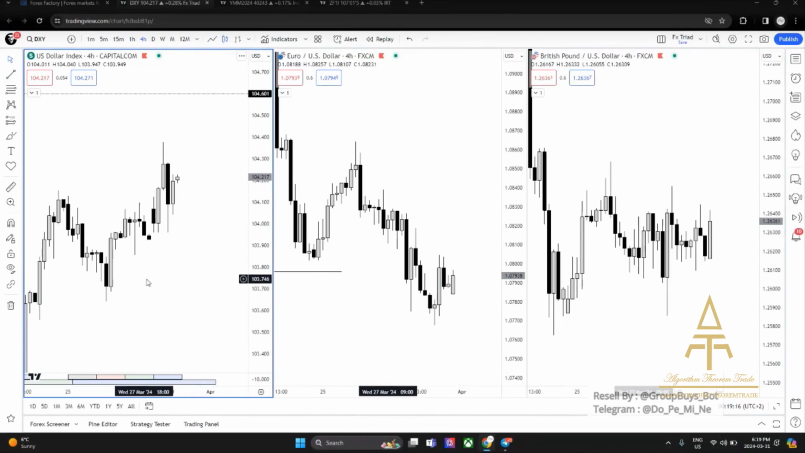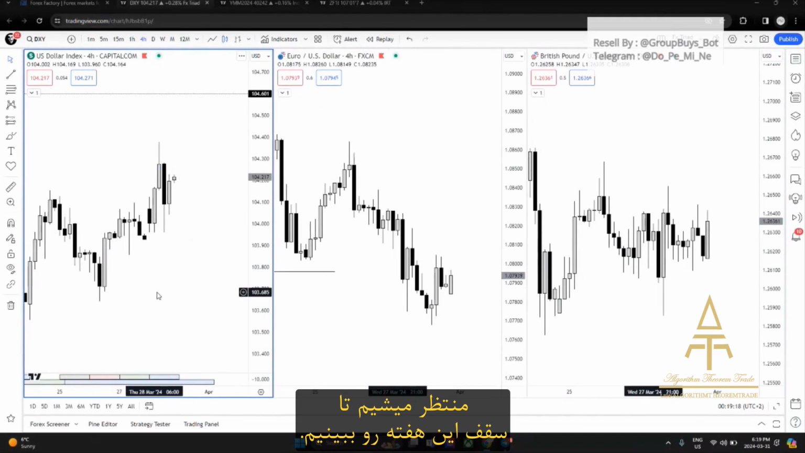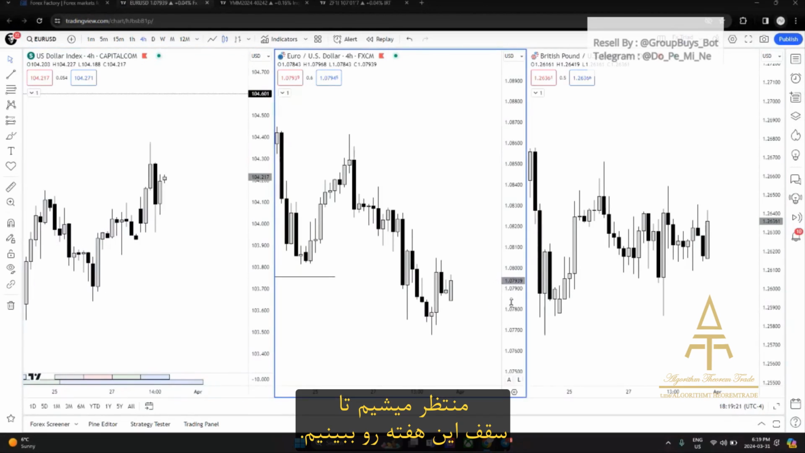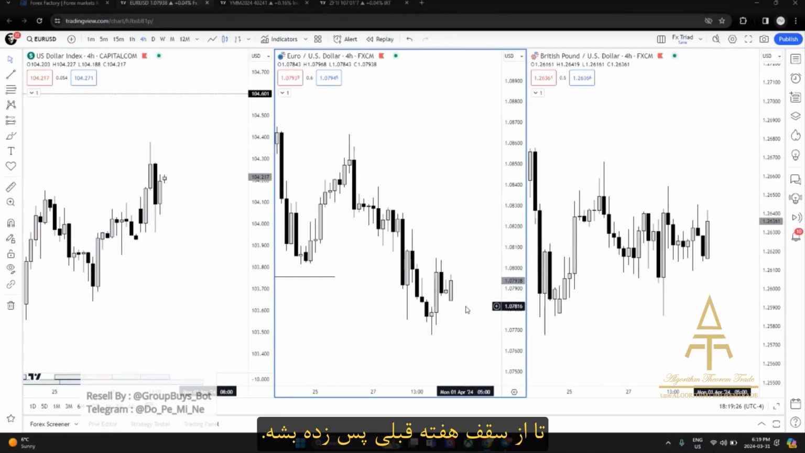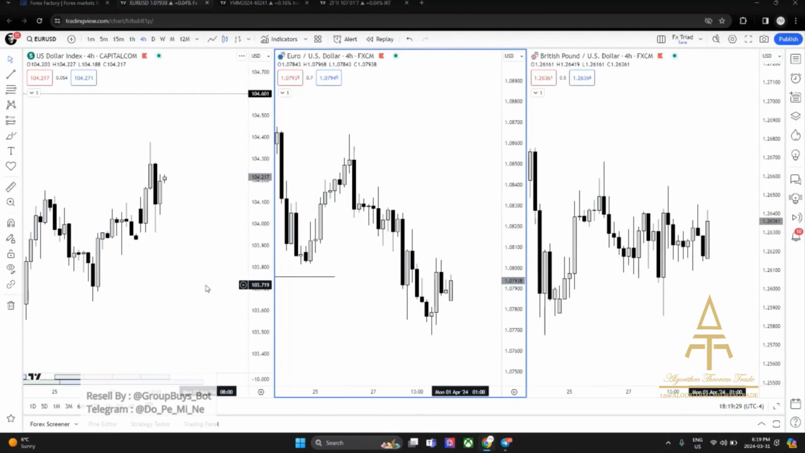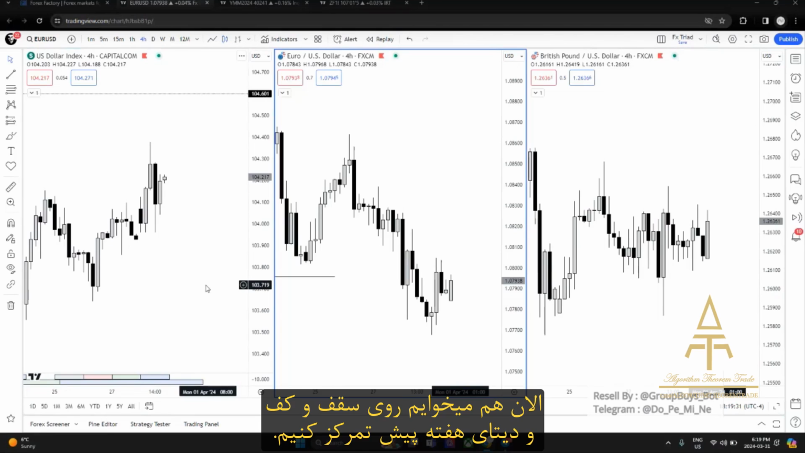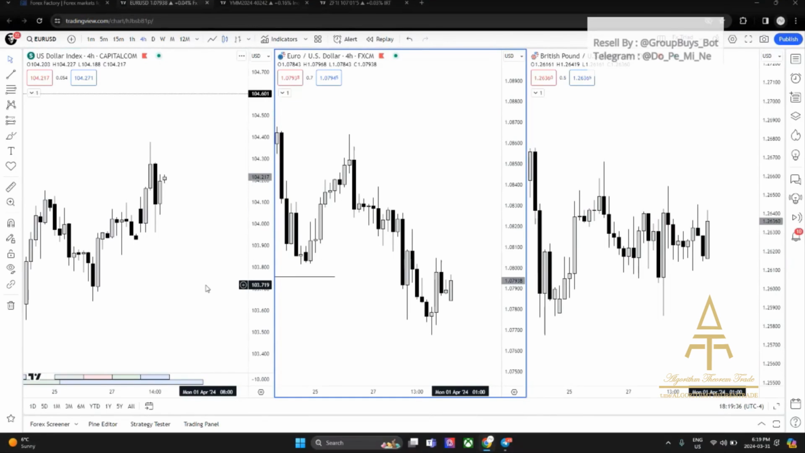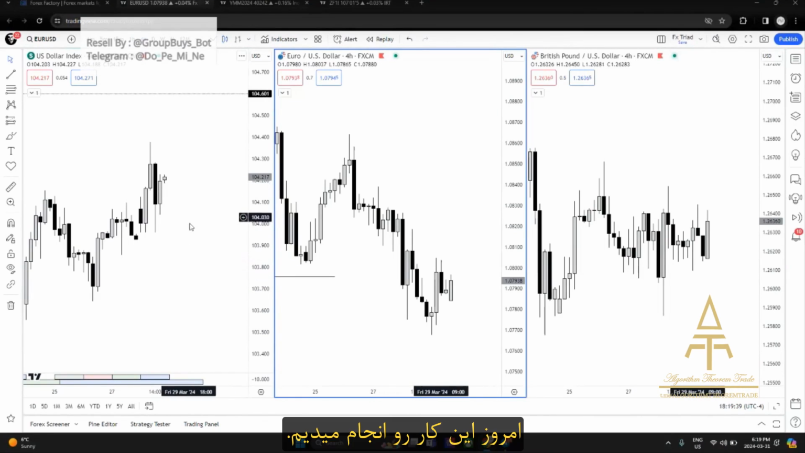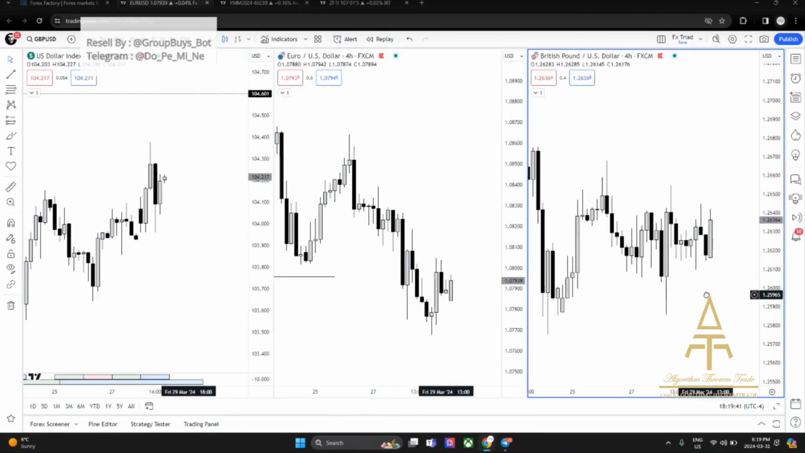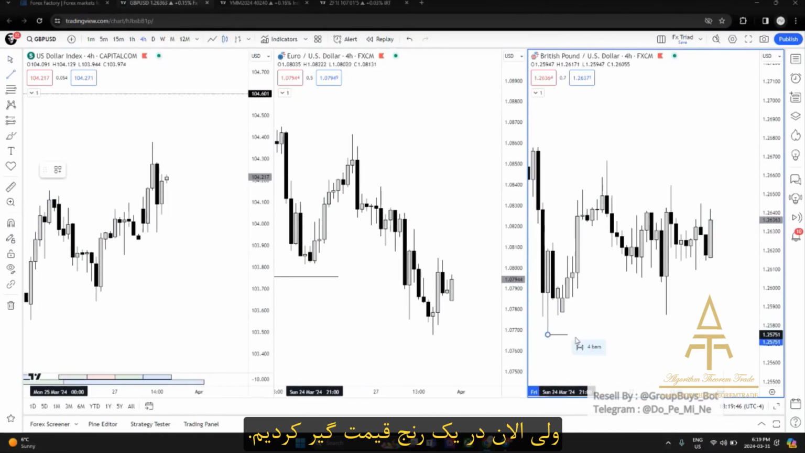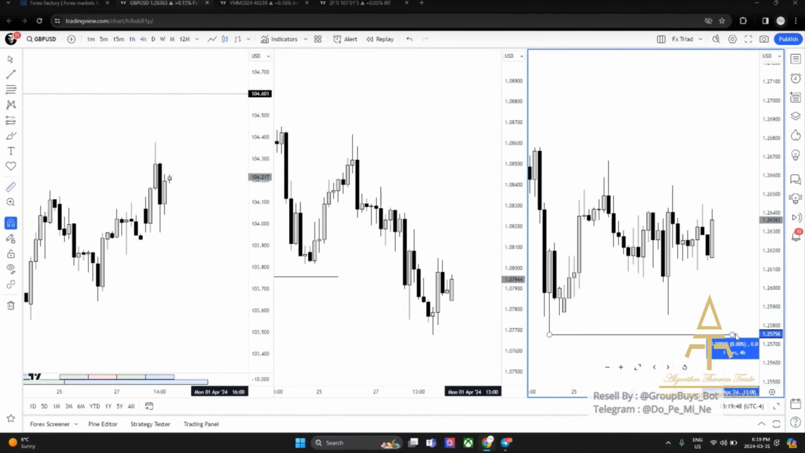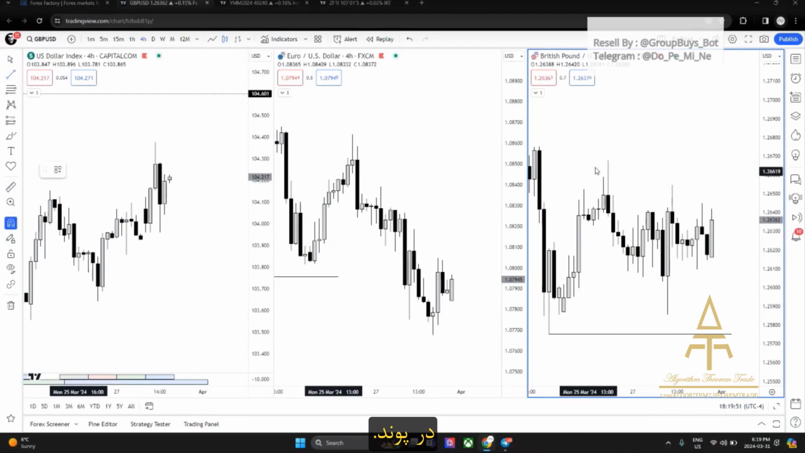So yes, we will be waiting, right, to see this week's high be projected over the previous week's high, right? So now we will be focusing on last week's data, right? Last week's low and last week's high. That's what we will be doing. So currently, again, we are within range bound price action for the British pound.